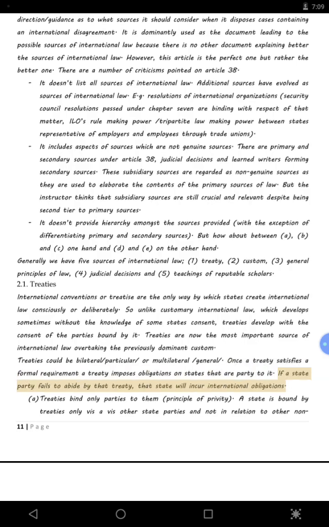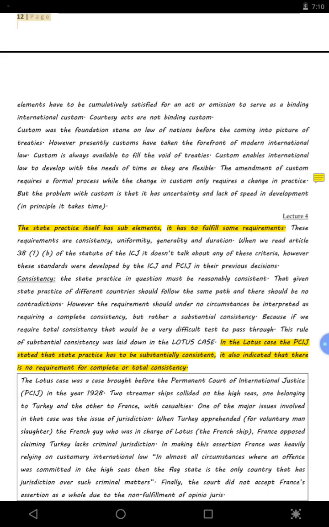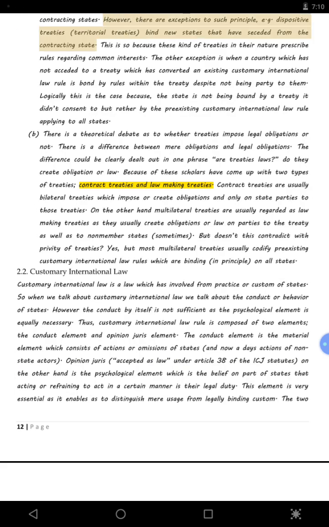If a state party fails to abide by that treaty, that state will incur international obligations. Treaties bind only parties to them, the principle of privity. A state is bound by treaties only vis-a-vis other state parties and not in relation to other non-contracting states. However, there are exceptions to such principle, e.g. dispositive treaties. Territorial treaties bind new states that have seceded from the contracting state. This is so because these kinds of treaties in their nature prescribe rules regarding common interests.